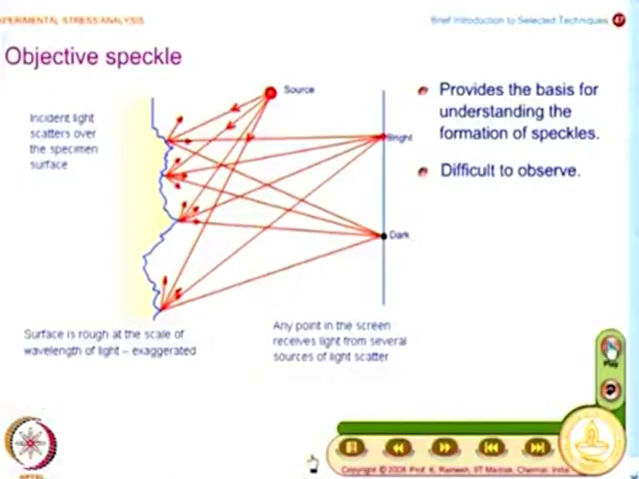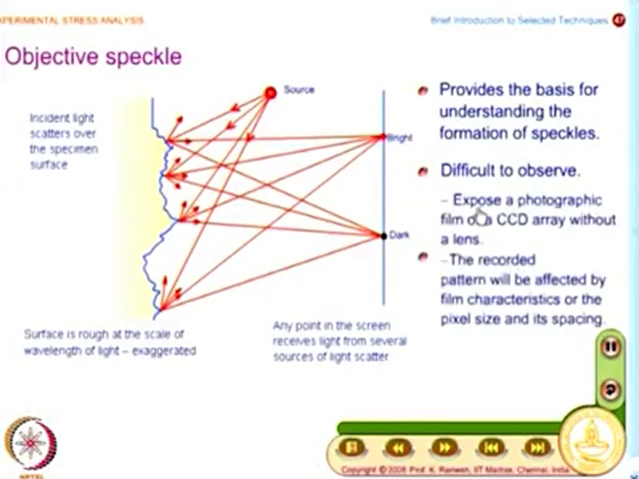So, it is difficult to observe, and this is the methodology given: expose a photographic film or a CCD array without a lens. The recorded pattern will be affected by the film characteristics or the pixel size and its spacing, and has little practical applications, but the importance here is it provides a basis for understanding the formation of speckles. But it is difficult to observe.